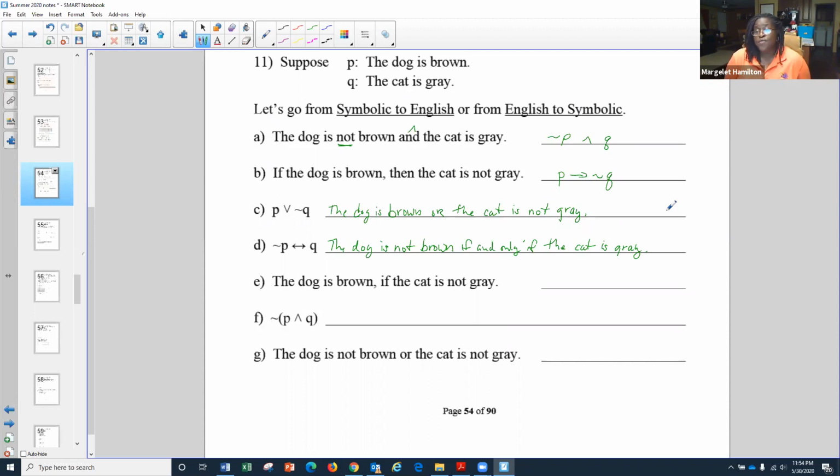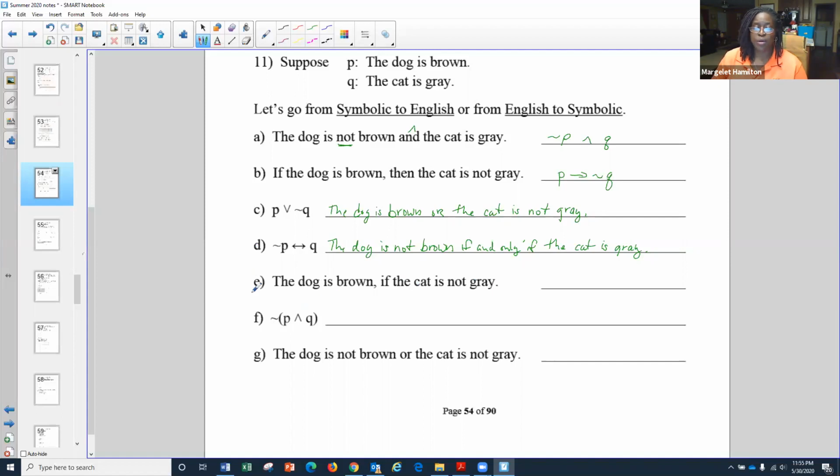All right, so I hope we feel pretty good about transitioning from words to symbols and back again. Go ahead and pause the tape right here and take care of E, F, and G, and then we'll check it when we come back. All right. It says the dog is brown if the cat is not gray.